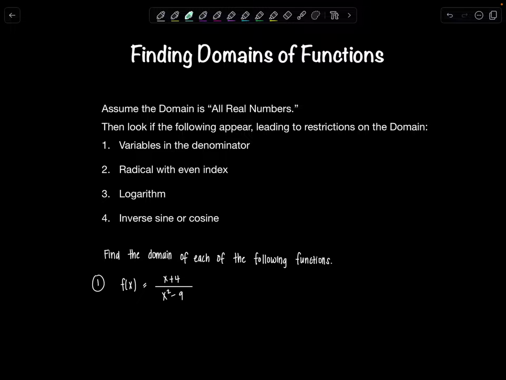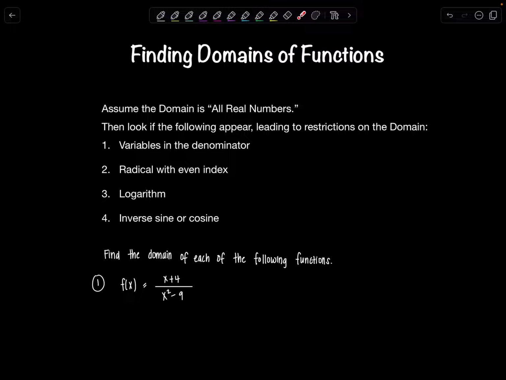So here's the basic process. Always start off assuming that the domain is all real numbers. So if we're working with a function of one variable, we want to assume all values of x from negative infinity to infinity are going to be part of the domain. Then you work through this list mentally and see if any of the following situations appear, which would lead to us having restrictions on our domain.